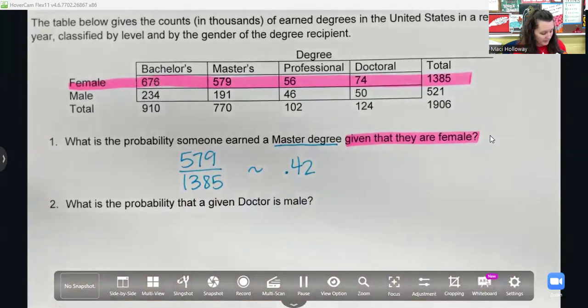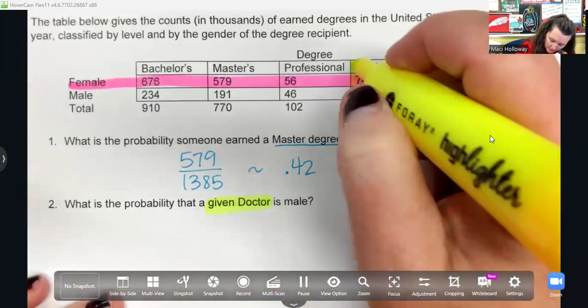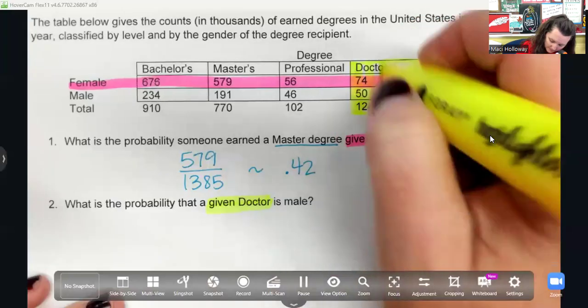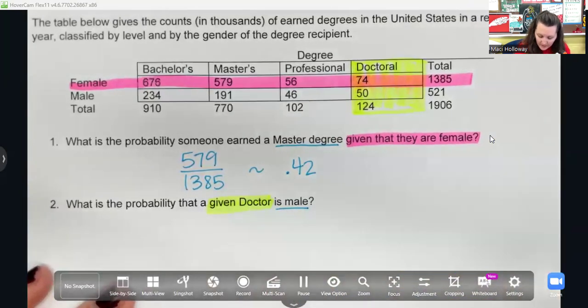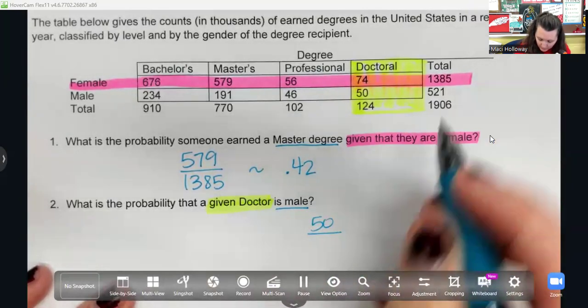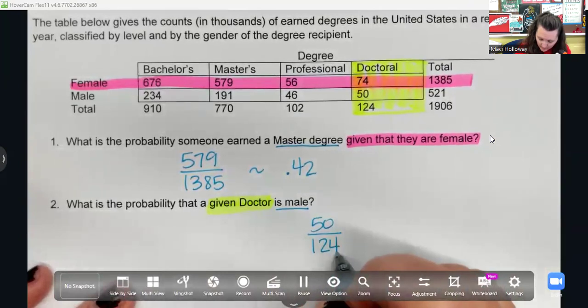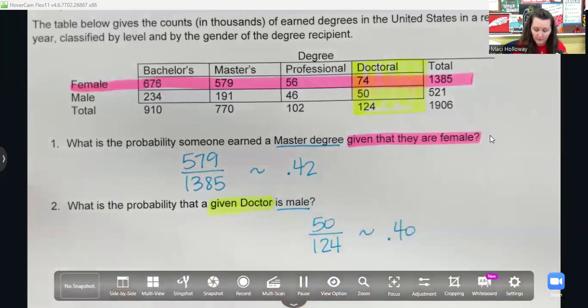All right, so not too bad. Let's look at the next question. What is the probability that a given doctor is male? Written a little bit differently, but that's okay. The given is the doctor part, so given doctor. Our doctor is actually a column, not a row this time, and we want the probability to be male. So male in our doctor column is 50, and our total doctoral degrees is 124. If we put that in our calculator, we get 0.40. So about 40% of the people who have doctoral degrees are male.